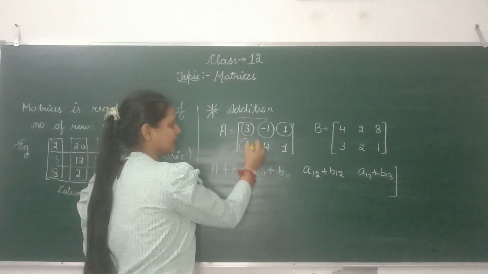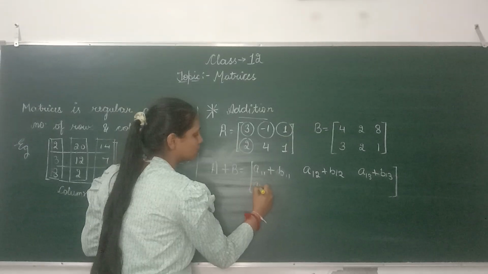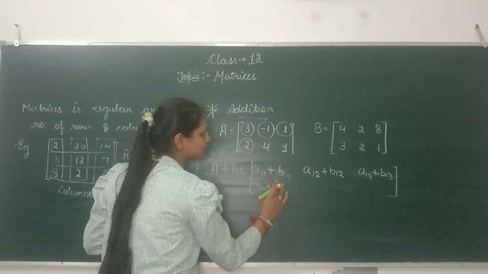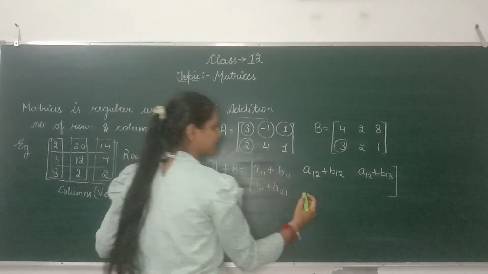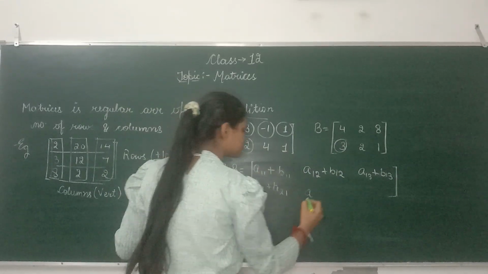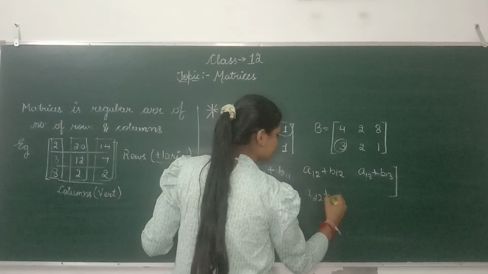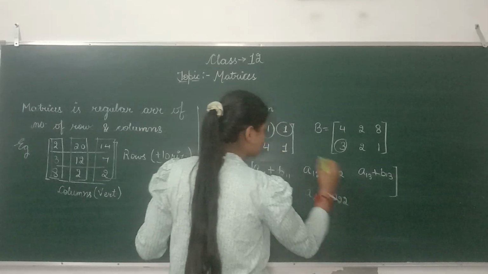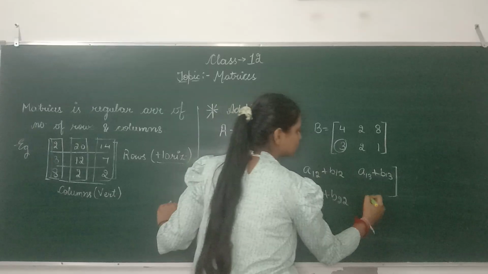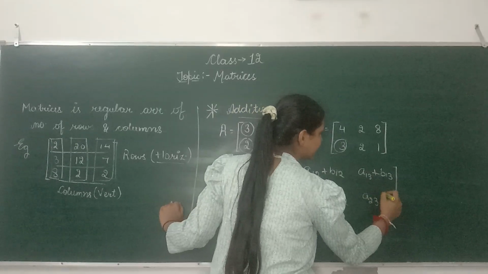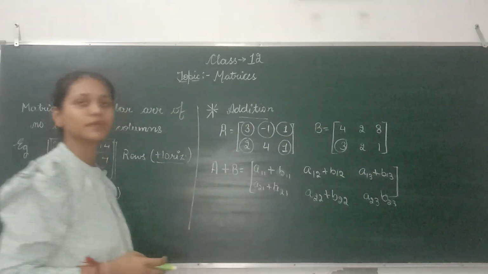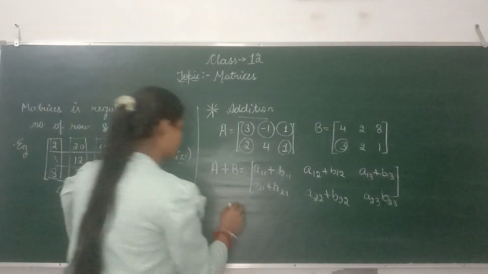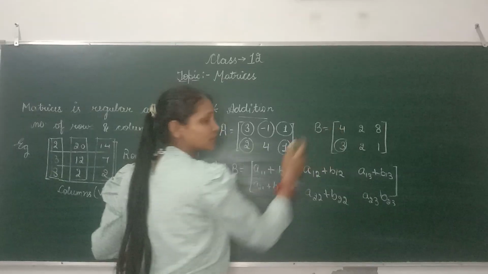This is A21. A21 is added to B21. A22 is added to B22. A23 is added to B23. So another matrix becomes by adding 3 plus 4.